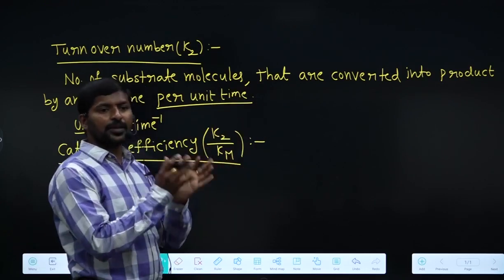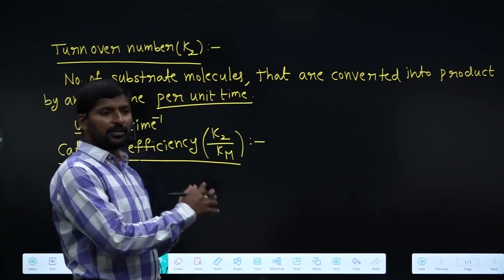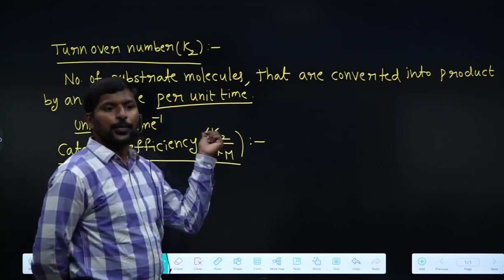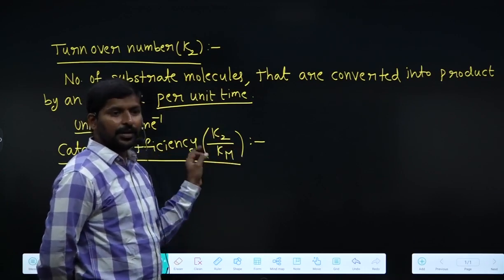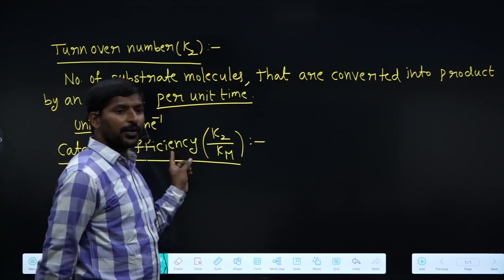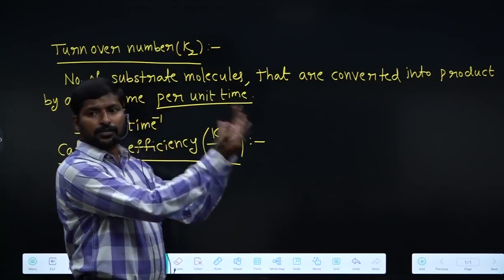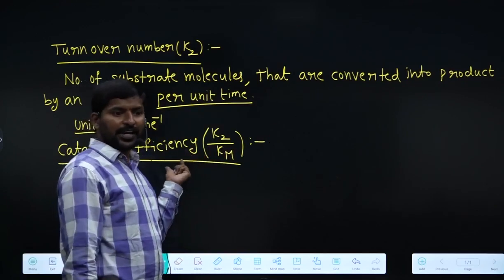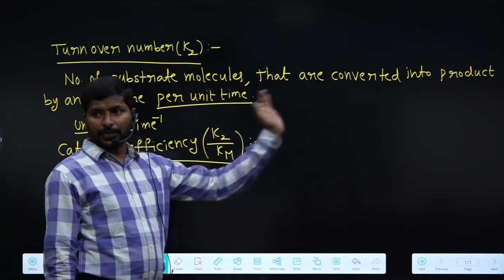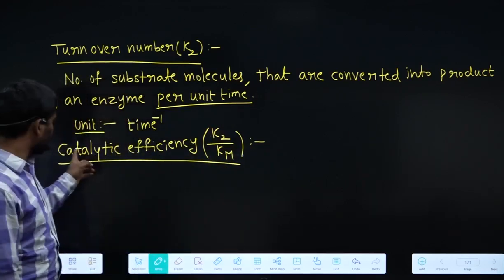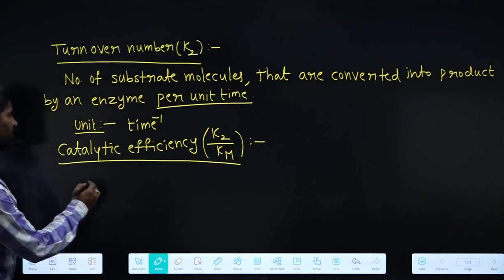Say we are giving 100 substrate molecules to the enzyme. Out of 100 substrate molecules, how many are converted to product by the enzyme? That is called catalytic efficiency. It is a measure of how efficiently the enzyme converts substrate molecules to products, and that's why it is called catalytic efficiency. Write the definition.